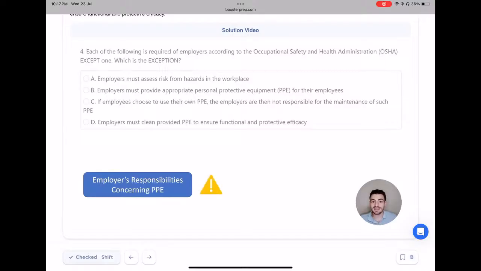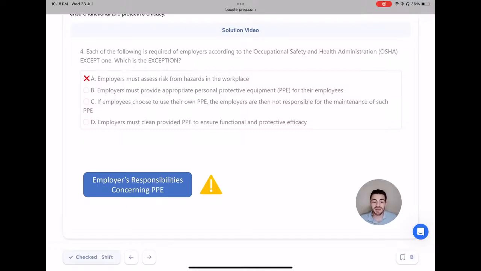Now looking at A, it states, employers must assess risk from hazards in the workplace. This statement is true and not the exception because employers do have a responsibility to be aware of the risks in the workspace that they are working in and are providing for their employees to work in. And it's important that these risks are communicated effectively to employees to ensure that they are safe. So this is not the exception, and we can move on.